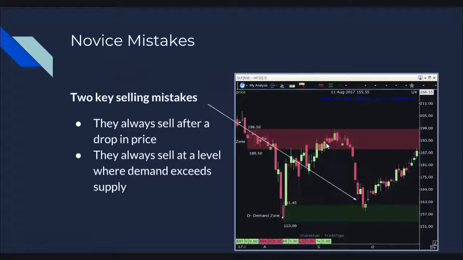And there are two mistakes that the retail sellers make. They always sell after a decline in price, right here. And they end up selling at a place where we know from a price chart that demand exceeded supply.